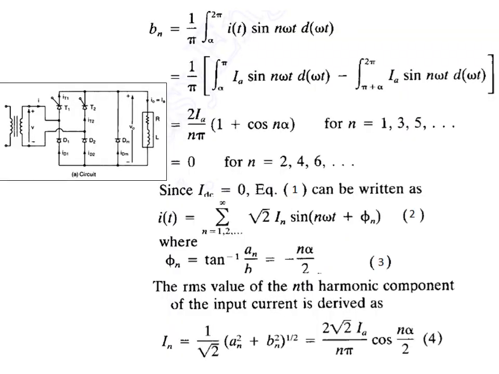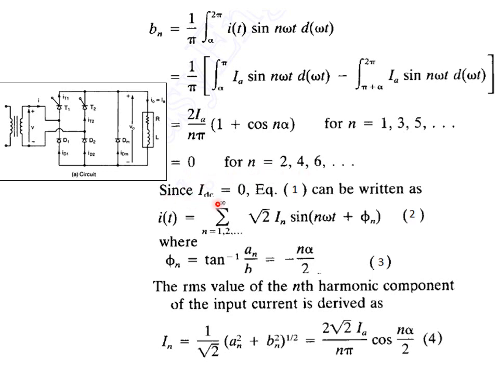Similarly, we have to evaluate the bn part of the Fourier series. Its formula is given as 1 upon pi, again integral alpha to 2 pi of i of t sine n omega t. When I split this between alpha to pi and pi plus alpha to 2 pi and integrate it, I will be getting 2 Ia upon n pi times 1 plus cos n alpha. You can solve it, a simple integration. Again, its value is valid only for the odd harmonics, that is n equal to 1, 3, 5, and its value will be 0 for all the even harmonics.